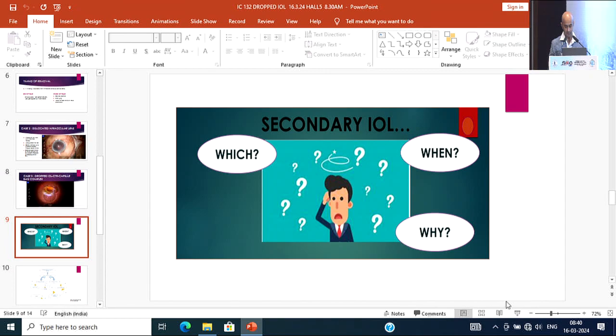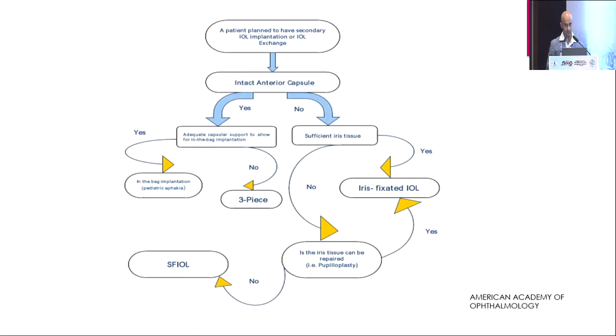Coming to which lens, when, and where and why. There's an algorithm which the American Academy has presented recently. So the patient who has a good intact anterior capsule, you can put a 3-piece intraocular lens. If you have sufficient bag, like in patients of secondary management of children, you can place a single-piece intraocular lens in the bag. If you have sufficient iris tissue, you can plan an iris fixated IOL.